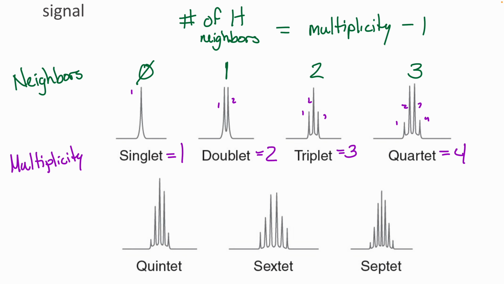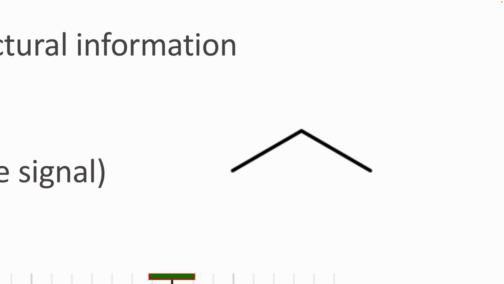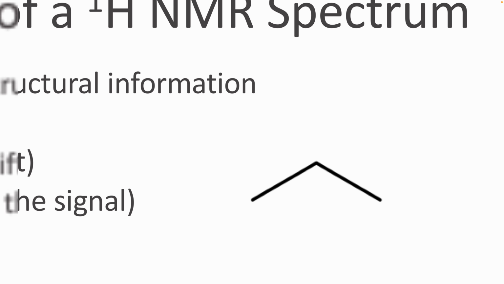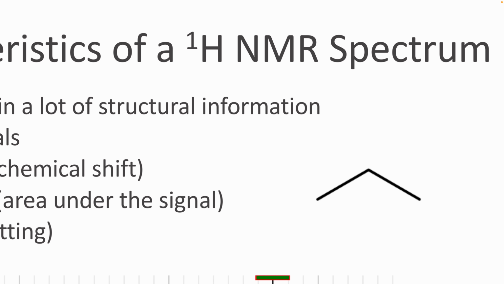All right, so what we're going to do is we're going to take a look at a simple molecule, and we're going to see if we can't predict what's going to happen with our H1 NMR spectrum, similar to what we did before. All right, so first, I guess, let me be clear. What is it that we're going to try to predict here?